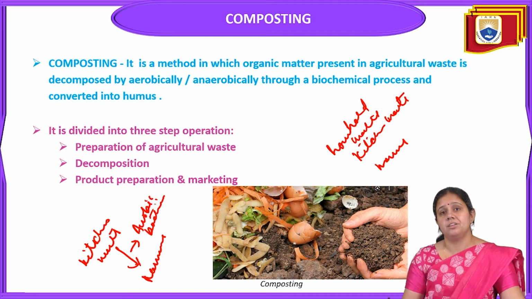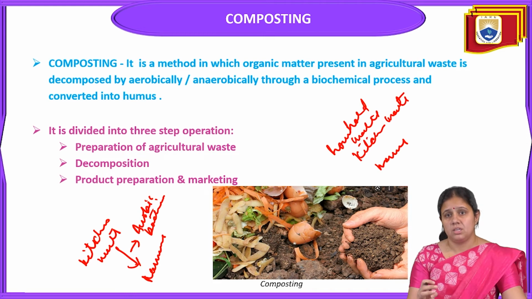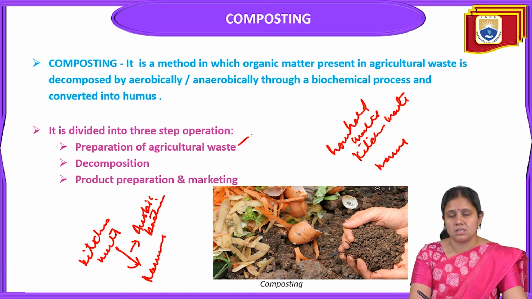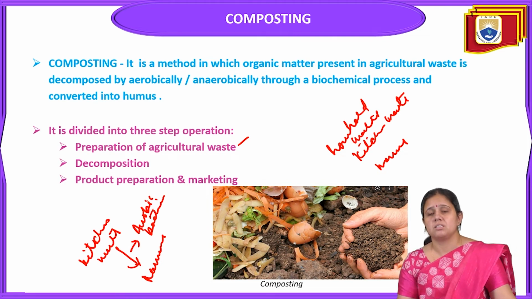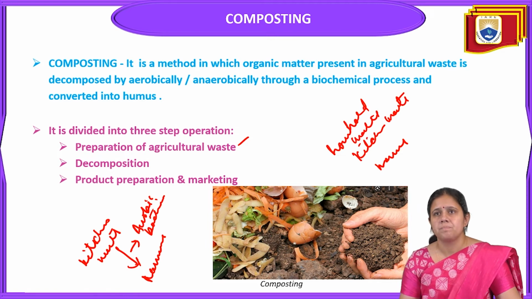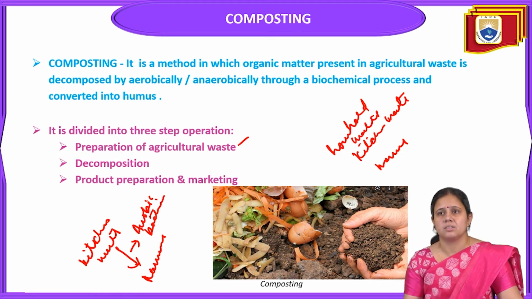This composting operation is of three types. First is the preparation of agriculture waste, to put into the composting bin. Next is the decomposition of this organic waste by aerobic or anaerobic bacteria. And then product preparation and its marketing, like preparation of manure and marketing it.